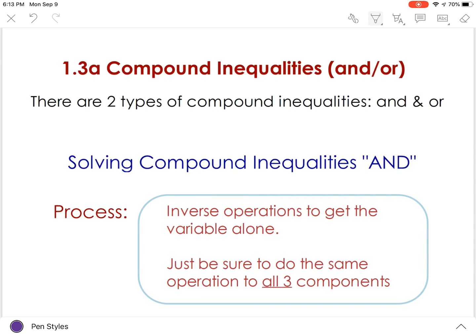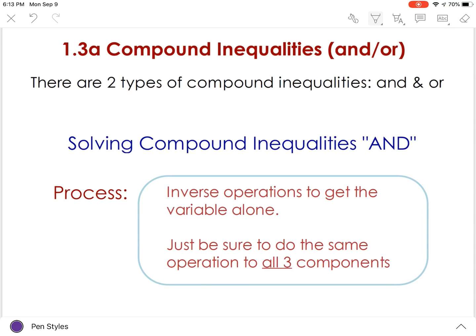3.1a is on compound inequalities. So there are two types, and, or. The first type of compound inequality is and. So we are going to use our inverse operations to get the variable alone.